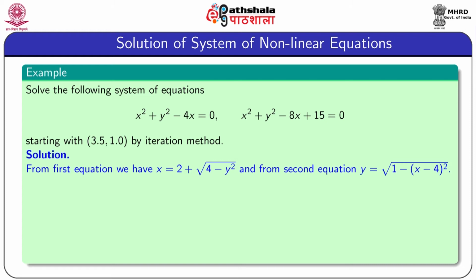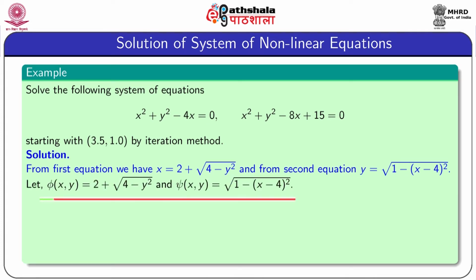The first equation can be written as x equal to 2 plus square root of 4 minus y square, and the second equation can be written as y equal to square root of 1 minus (x minus 4) power 2. So, for this case the function phi(x, y) equals 2 plus root of 4 minus y square and psi(x, y) equals root of 1 minus (x minus 4) whole square. These are the functions to be used in the iteration scheme.